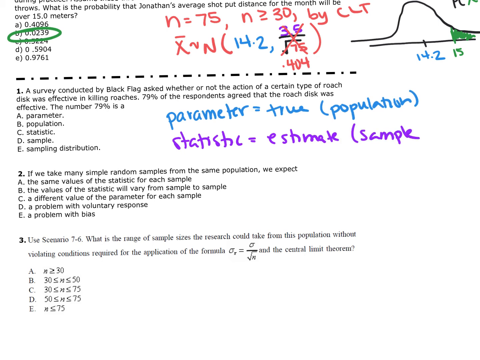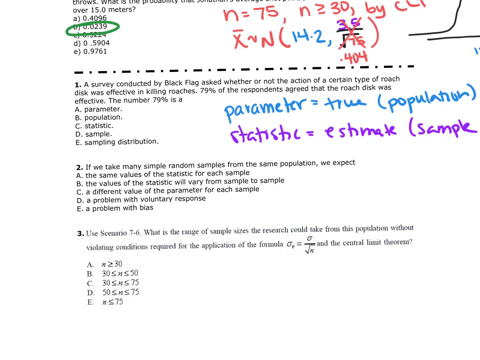So it says that a survey conducted by Black Flag asks whether or not the action of a certain type of roach disc was effective in killing roaches. 79% of the respondents agreed that the roach disc was effective. Look, this 79% of the respondents made up the sample in the survey. Because it comes from the sample, that 79% represents a statistic here. This is a statistic. All right, so that is another thing we need to worry about: whether it's a parameter or a statistic.